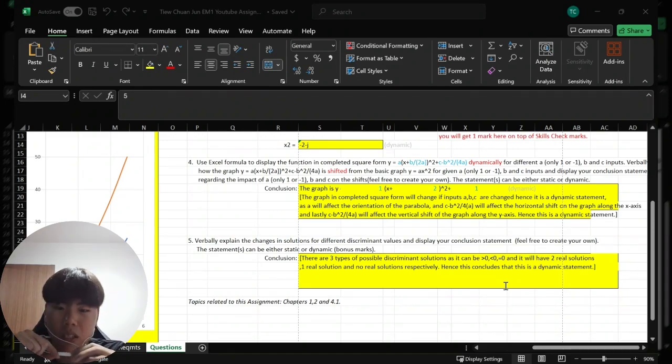Secondly, if the discriminant is equal to 0, the quadratic equation will only have one real solution, meaning that the parabola only touches the x-axis at one point.